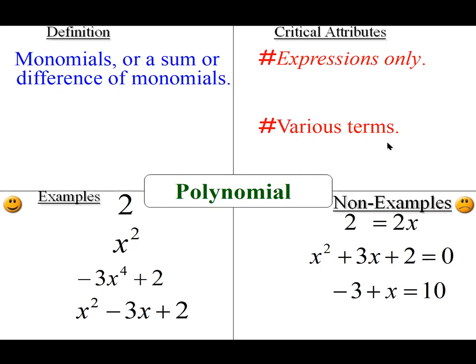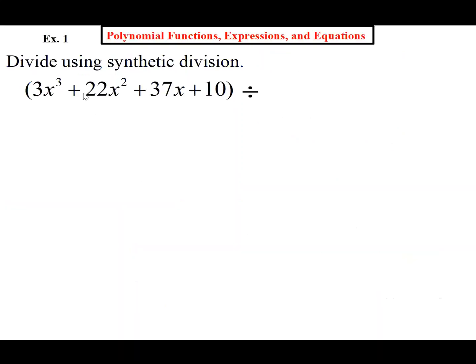So let's get started right away with the practice. Ready? Example 1. Copy this. Example 1 reads, divide using synthetic division. The polynomial is 3x cubed plus 22x squared plus 37x plus 10 divided by x plus 5. Copy that. I'm going to go over this one, even though you know how to do it by now, step by step one more time so that you can have it. Copy that really quick.